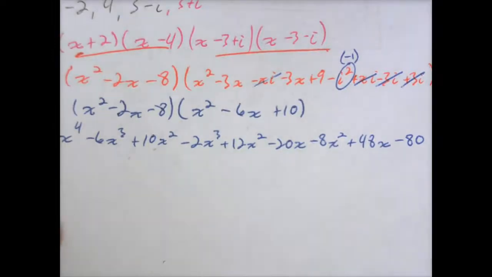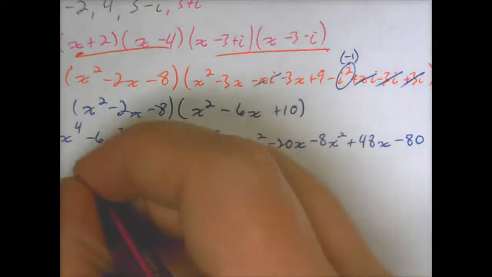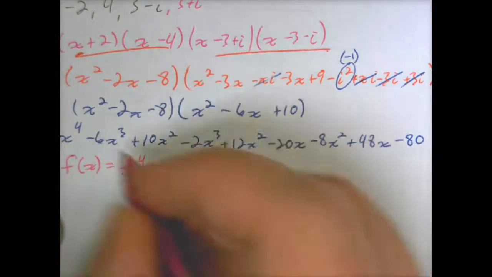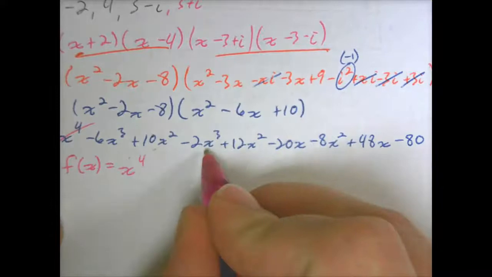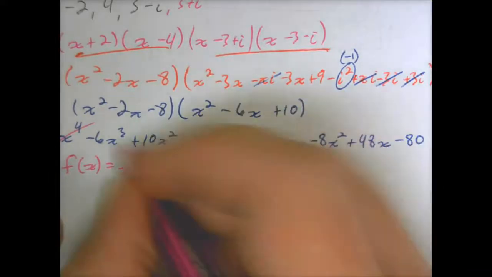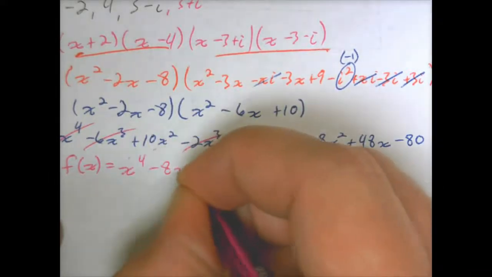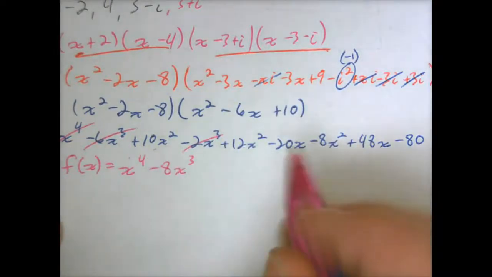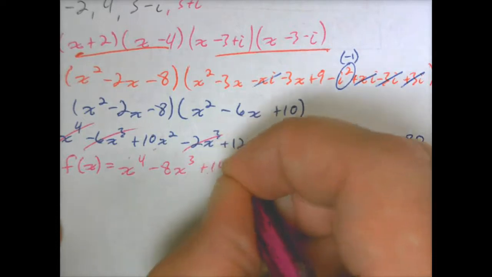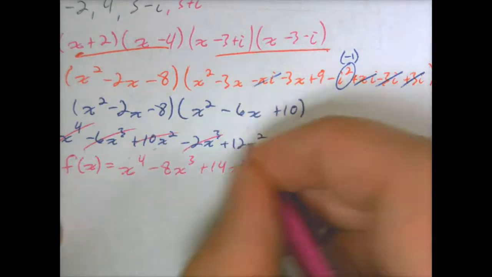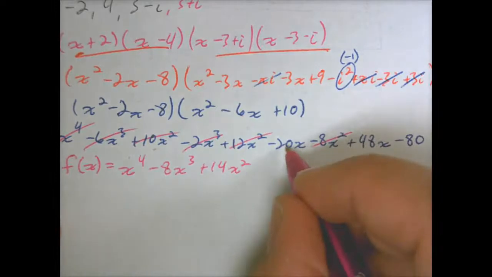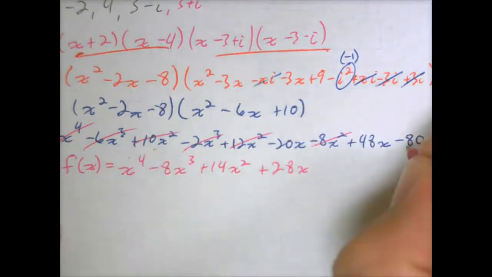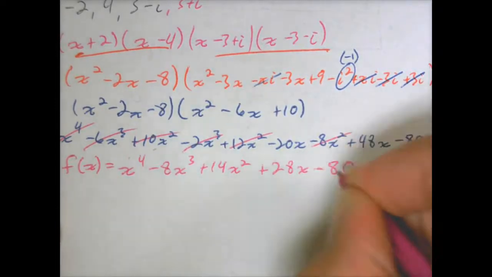And then it's just a matter of combining like terms and saying that it is a function. So I have x to the 4th. I did that. Negative 6x minus 2x, so that'll be negative 8x cubed. Plus 10, 22. 22 minus 8 is 14, so plus 14x squared. Got that, and got that. Then I have minus 20x plus 48x, which is plus 28x, and then the minus 80.